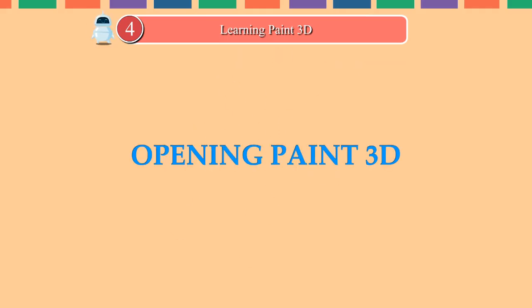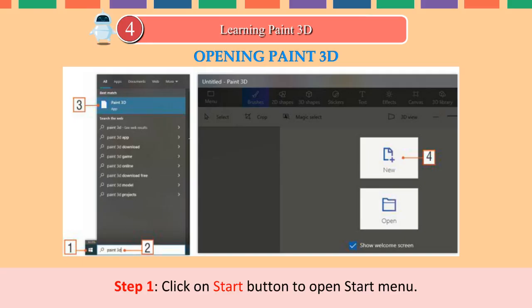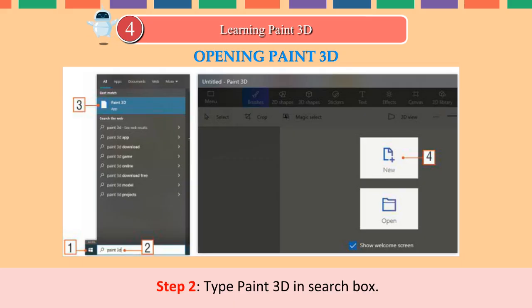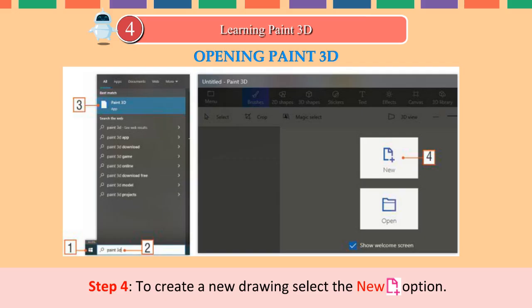Opening Paint 3D. To open Paint 3D, follow the given steps. Step 1. Click on Start button to open Start menu. Step 2. Type Paint 3D in search box. Step 3. Click on Paint 3D. Paint 3D window opens. Step 4. To create a new drawing, select the New option.